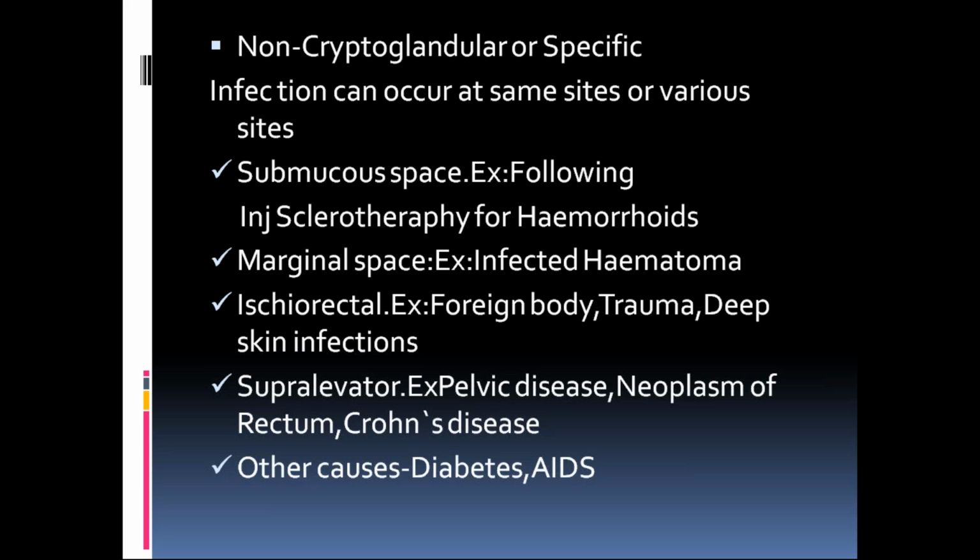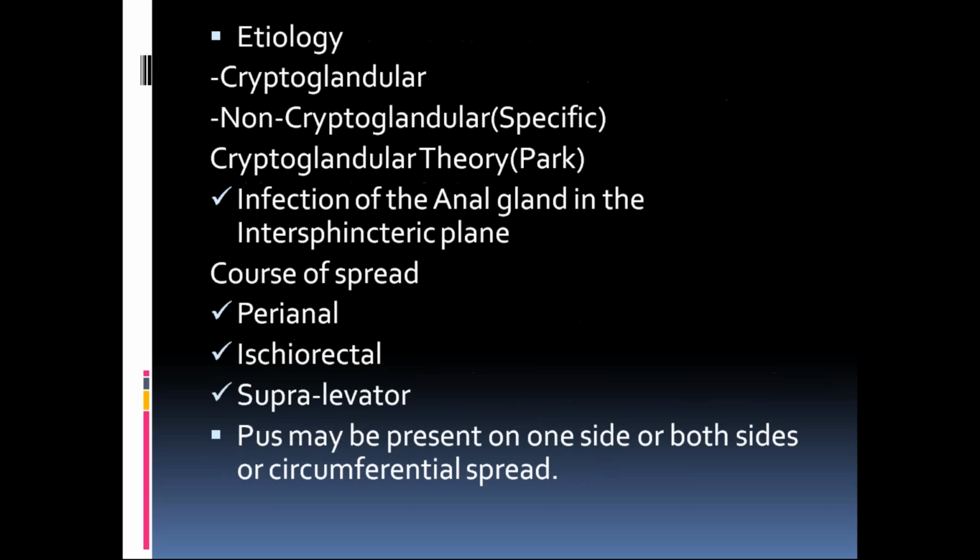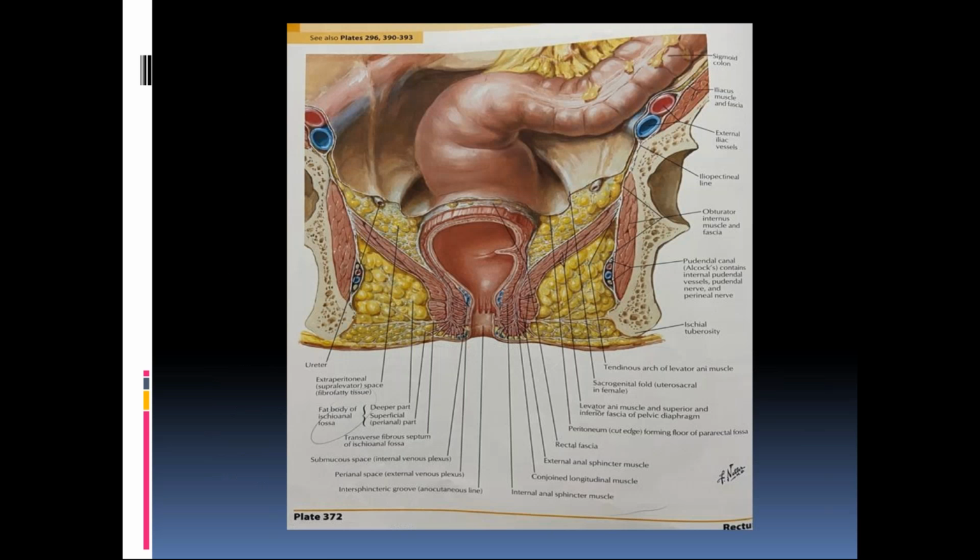Okay, so next is the supralevator abscess. Apart from the cryptoglandular theory, there are some causes where the supralevator infection also occurs. See, the supralevator region is very close to the pelvis. Can you see here? Supralevator space is very close to the pelvis. So in the pelvis, what are the other structures?